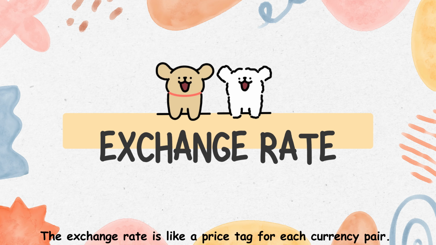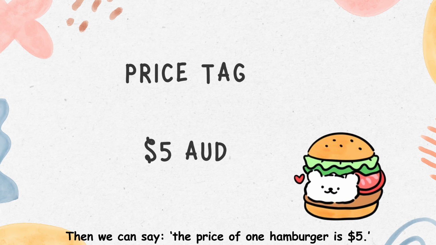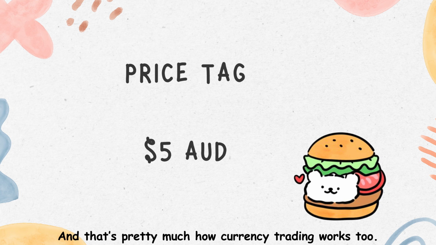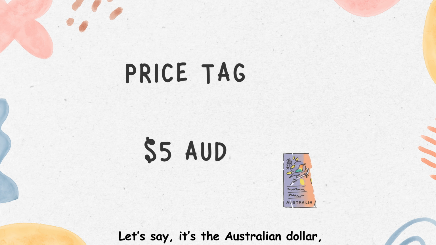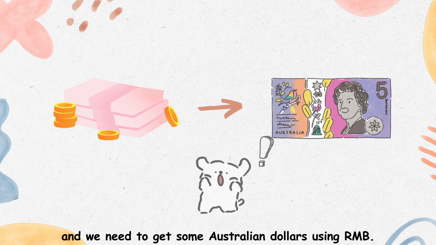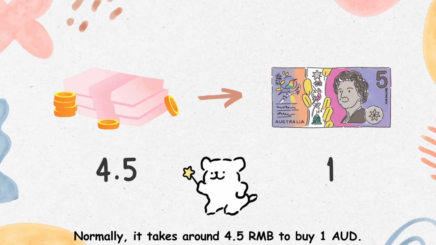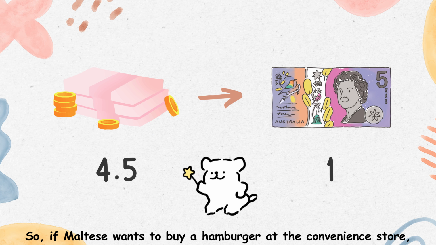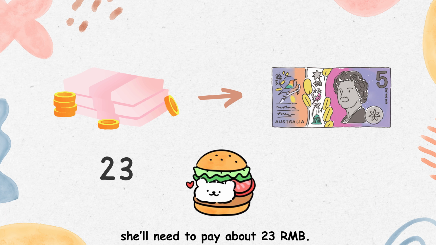Imagine Maltese bought a hamburger which costs $5. Then we can say, the price of one hamburger is $5. And that's pretty much how currency trading works too. Think of the hamburger as one currency. Let's say, it's the Australian dollar, and we need to get some Australian dollars using RMB. Normally, it takes around 4 renminbi and 50 cents to buy 1 Australian dollar. So, if Maltese wants to buy a hamburger at the convenience store, she'll need to pay about 23 renminbi.